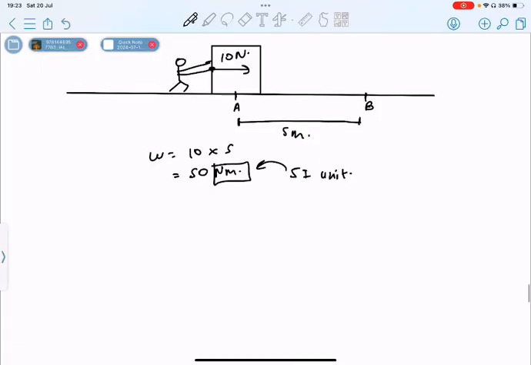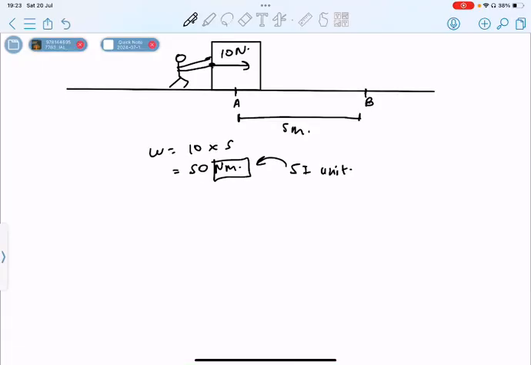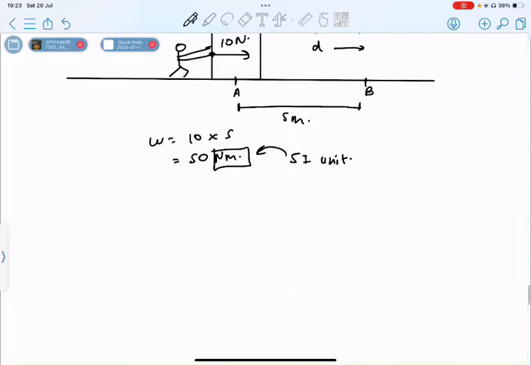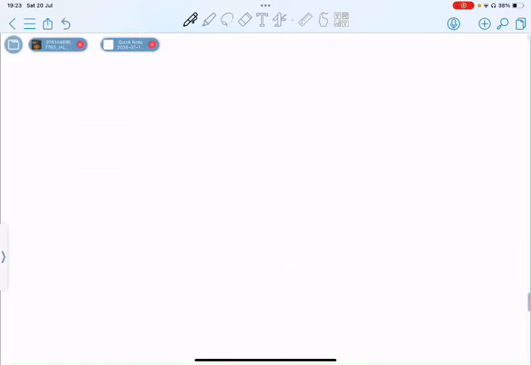At times, you will be given different scenarios. So this is for work when force is in the same direction as the distance the object moves, okay? In another scenario of work, distance may be in one direction while the force may be in a different direction. How do we solve this? Let's take up another example, okay?